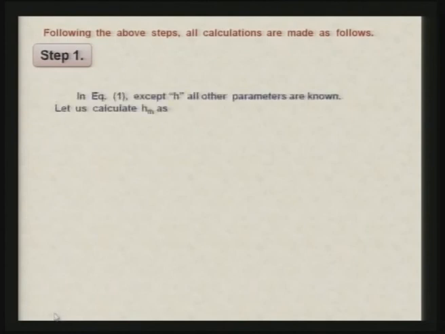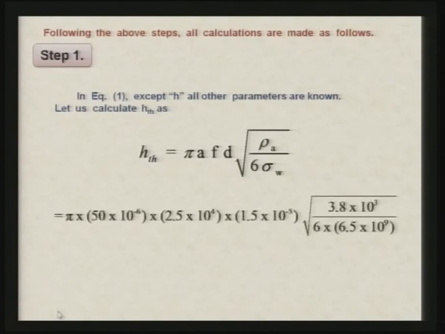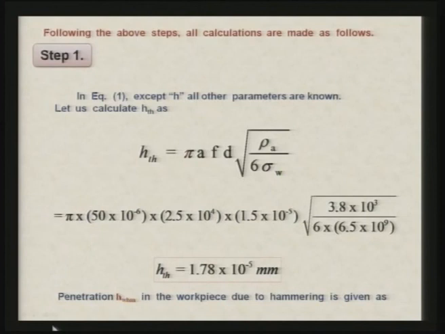Following the above steps, all calculations are made as follows. In step 1, in equation 1, except H, all other parameters are known. Let us calculate the value of HTH by the throwing model, and the equation is given as follows. Now, let us substitute the values of pi, A, F, D, sigma A and sigma W, rho A and sigma W as follows, and we get HTH equal to 1.78 into 10 raised to power minus 5 millimeter.